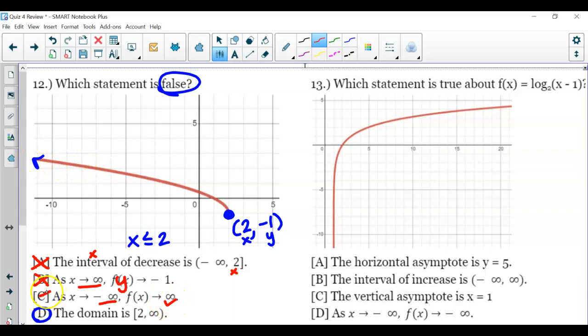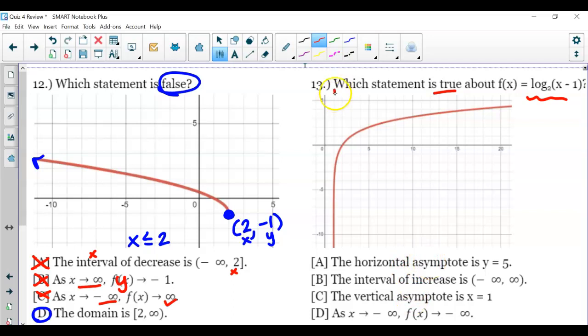So C is also true. Now question 13, which statement is true about our log function here? So here I notice, well, let's check to see what type of asymptote we have, because I noticed we have two answers here about the asymptote. So let's see if either of those are true.